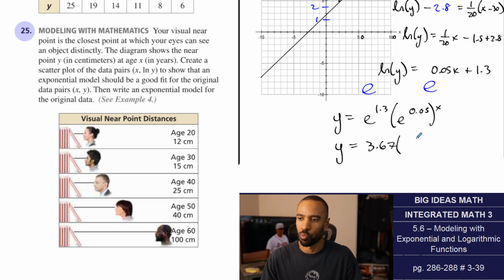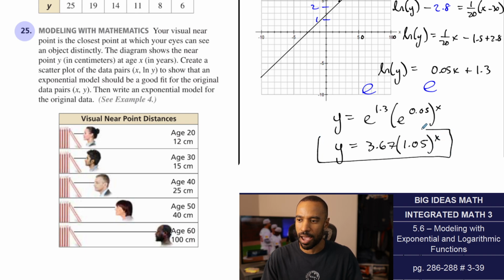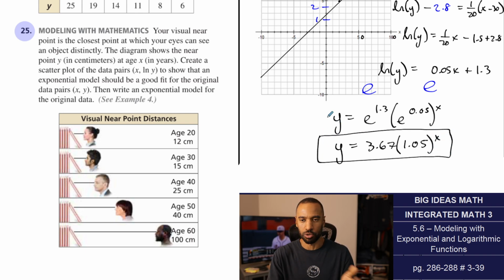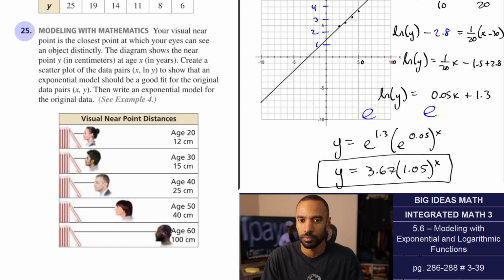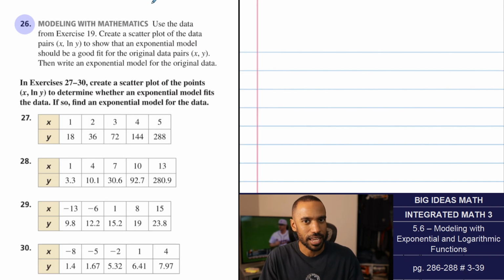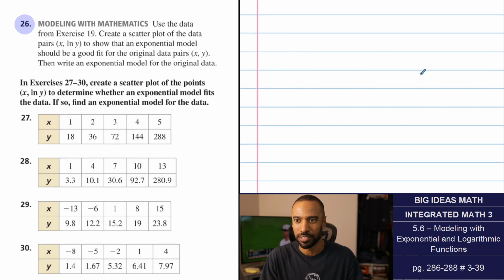1.05 is my number times 1.05 to the x power. So that's going to be my equation for this in exponential form. Using some stuff. All right. Modeling with linear data, with exponential data, man. It's tough. We haven't even done logarithmic data, technically.